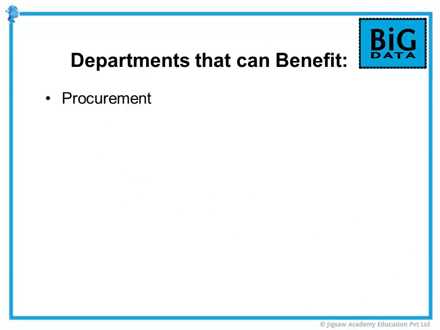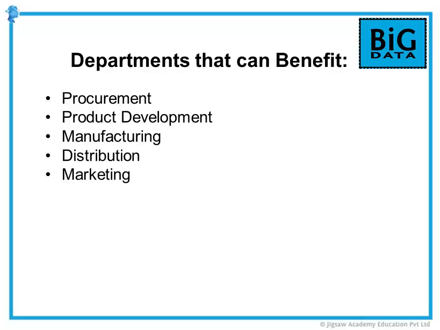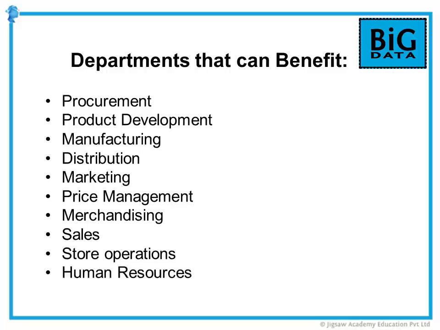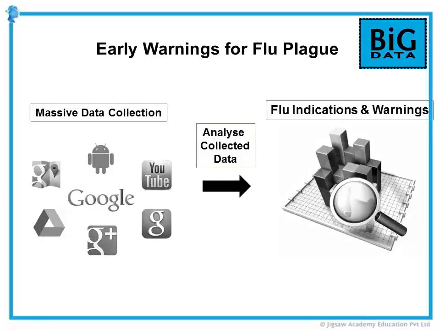Across organizations, the right analysis of available data can transform major business processes in various ways, like in procurement. You can find out which suppliers are more cost effective in delivering products efficiently and on time. Product development, manufacturing, distribution, marketing, price management by optimizing prices based on the analysis of external factors. Merchandising, sales, store operations by adjusting inventory levels on the basis of predicted buying patterns, study of demographics, weather, etc. And human resources.